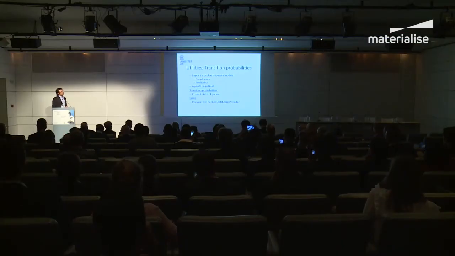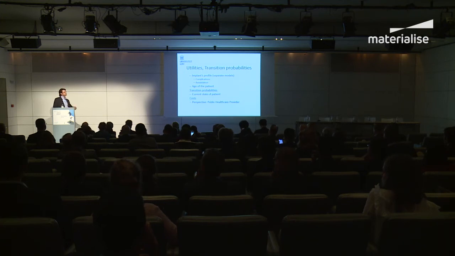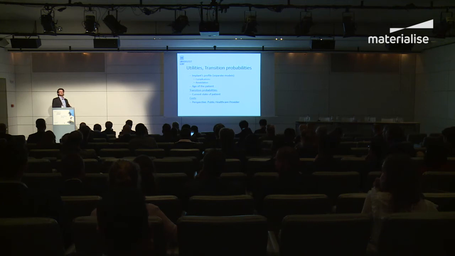To generate the utilities, transition probabilities and the cost, we've been basing that on the implant's profile. So for each model, we've been looking at the complications, the rehabilitation time, the length of stay in the hospital, and things like that. Every utility and transition has specifically been adapted to the age and gender of the patient. The transition probability is also dependent on the current state the patient is in. And for cost, we've been using the public healthcare provider perspective.